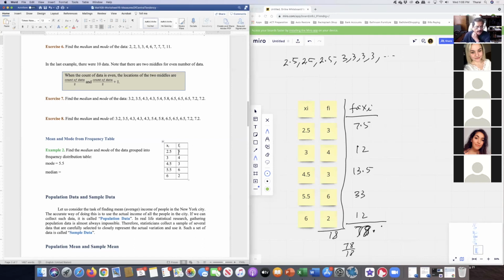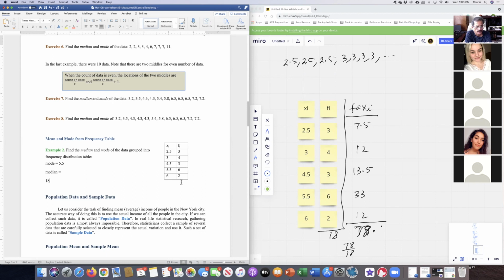There are how many data? We can find that by adding these numbers. That's 11, 15, 18 data are there. So total count of data is 18. And that means the middle is going to be, there are how many middle, 1 or 2? Actually, there are 2, right? Yeah, because 18 is an even number. That means 2 middles are there.